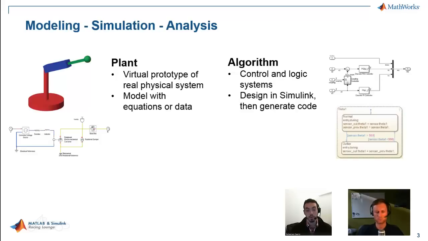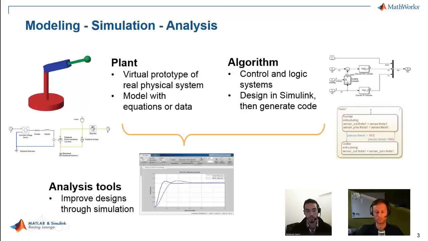Now, one of the cool things about using Simulink is that you can combine these two, and for both of them, you have several analysis tools that you can use to improve your designs. For example, on the plant side, you need to make sure that your plant model is as accurate a representation of the real system as possible. Or for the algorithm, you want to make sure that the control or logic system has the best performance possible. There are a lot of analysis tools that you might have seen in previous episodes.